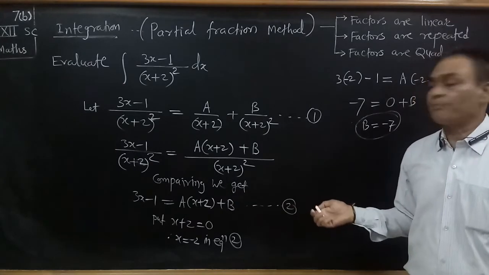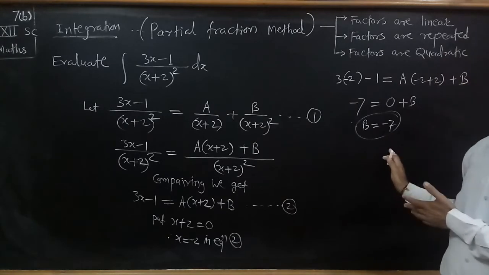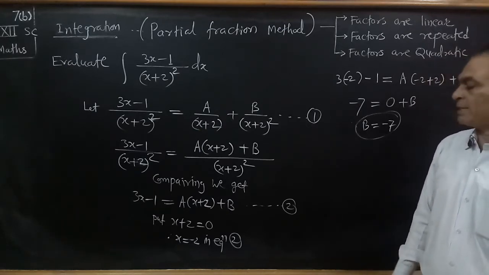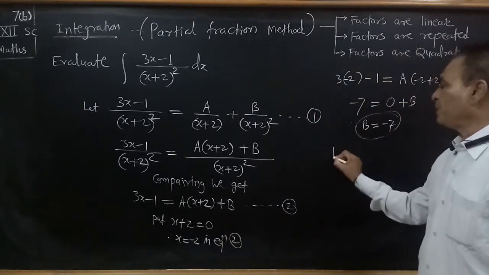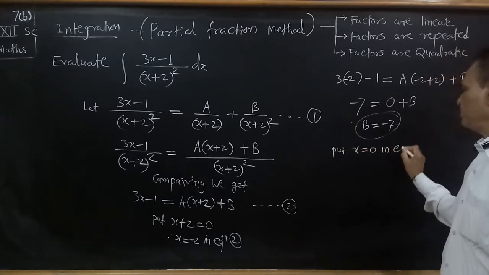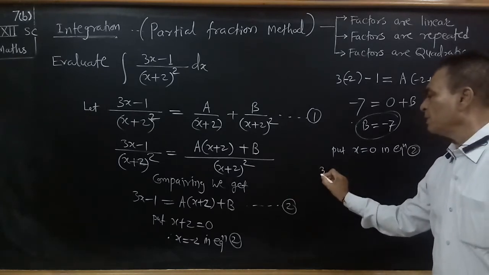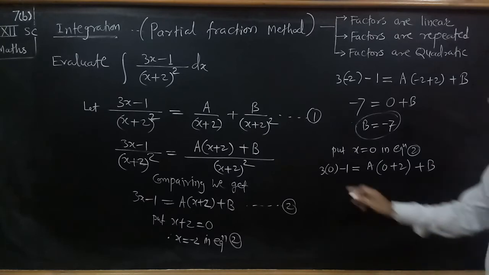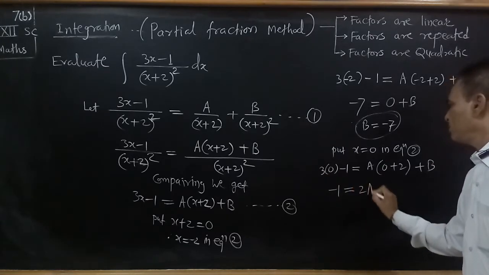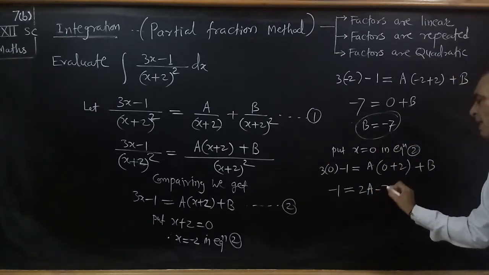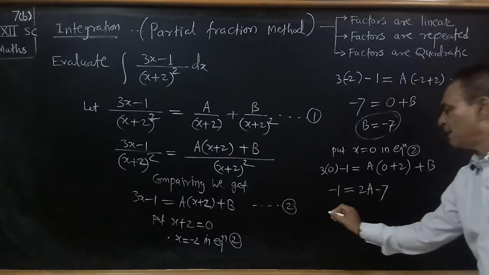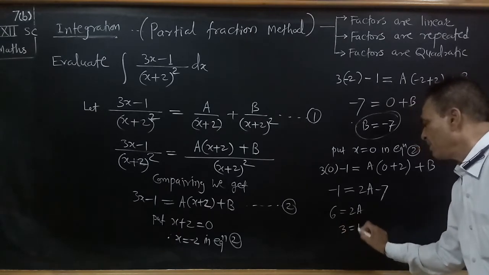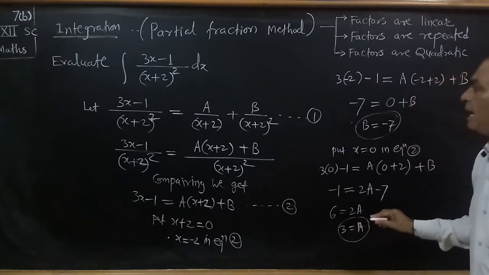Then how do we find the other value? If you put x plus 2 equal to 0 again, you get the same answer. Therefore you can use the trial and error method. You can put any value of x other than minus 2. Okay, I am putting x equal to 0 in equation number 2. In equation 2 we get 3 into 0 minus 1 is equal to A into (0 plus 2) plus B as it is. Means 3 into 0 is 0. In the left hand side, minus 1 equals 2A plus B. You know the value of B is minus 7. Simplify. Transfer this minus 7 to that side. You will get 6 equal to 2A, because plus 7 minus 1. And the value of A equals 3. So you get the values of the constants A and B.